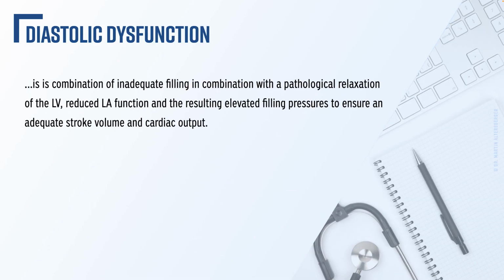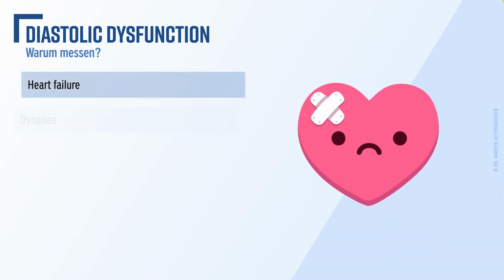But first of all, I have to understand what is diastolic dysfunction. It is a combination of inadequate filling in combination with a pathological relaxation of the left ventricle. So it's a left ventricular problem, but also a left atrial problem, because left atrial function will be reduced and the resulting elevated filling pressures are needed to ensure that there's still an adequate stroke volume and an adequate cardiac output. So why do we measure it?